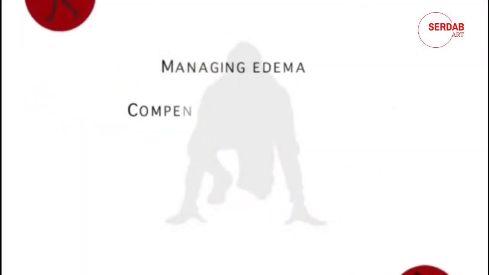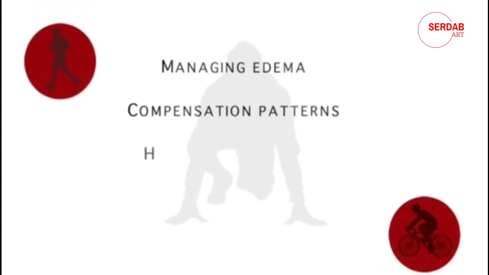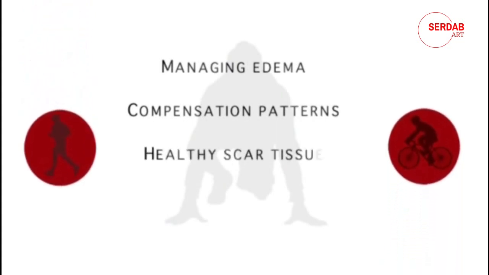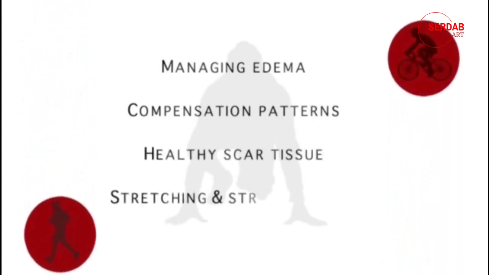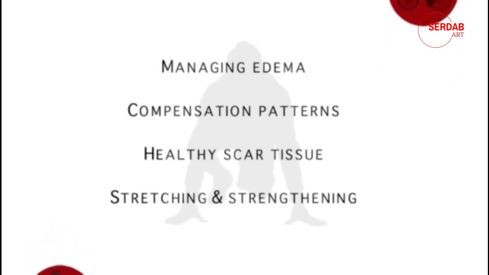Today's training techniques have taken the athlete's body to such a level that there's very little room between staying healthy and getting injured. As therapists, we need to understand how to handle common sports injuries so that we can support the healing process. We do this 4 ways: by managing edema, looking for compensation patterns, encouraging healthier scar tissue formation, and giving recommendations for stretching and strengthening.